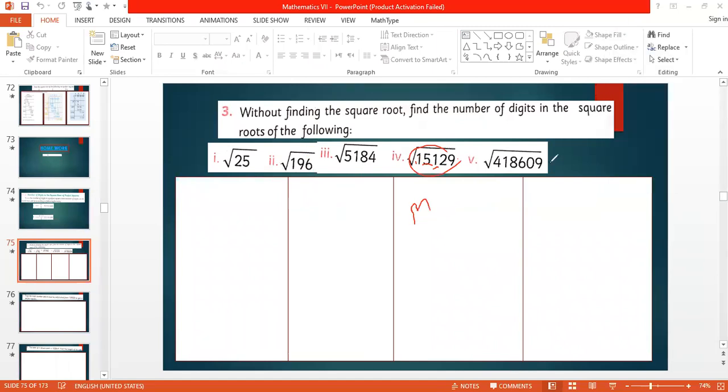Got it? And sir, in the paper, we will directly use n plus 1 by 2 or n by 2? If the digits are even, just put the n by 2 formula. And for an odd number of digits, just put n plus 1 by 2. Okay, the last one. Which one should I use?